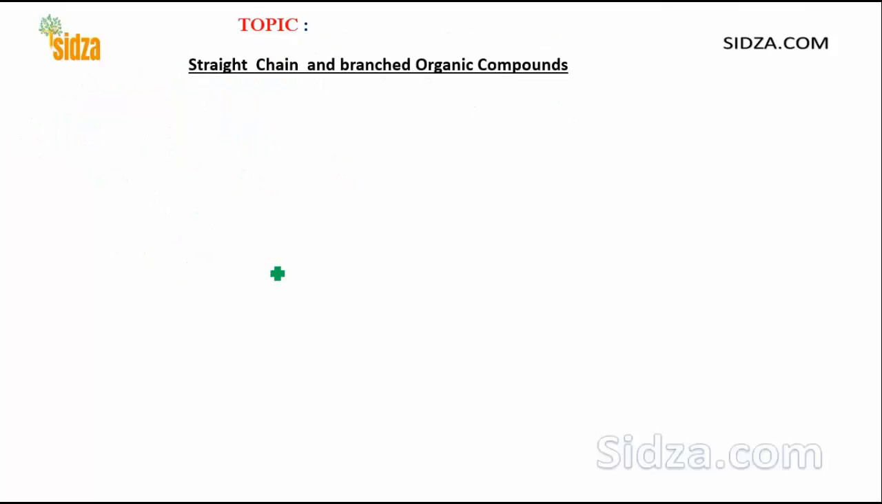Now let's take some other examples. This is the molecule here, and I'm going to select the longest chain. So this is the longest chain here, right? And I'll start the numbering from left side or right side? From the right side, correct. This is the correct numbering. 1, 2, 3, 4, 5, 6, 7 and 8, right?